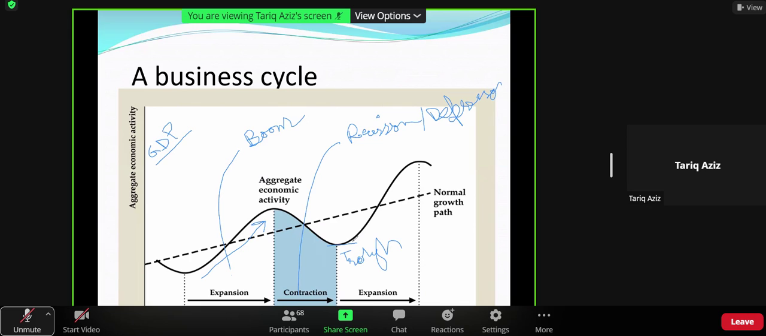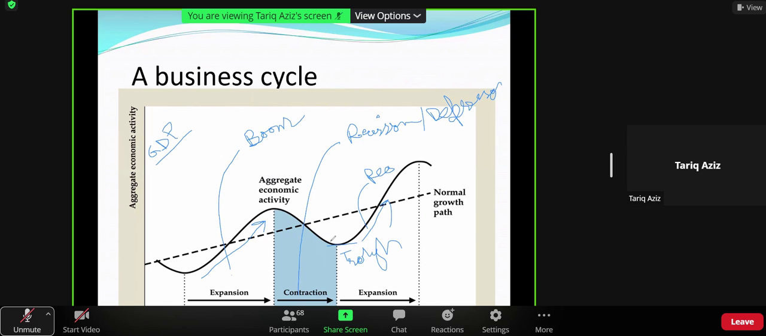When trough is reached, aggregate economic activities again start increasing, and this phase is known as recovery. Recovery means economic indicators have started improving. A normal economic growth should look like a straight line, but this does not happen in reality. Economies pass through business cycles where aggregate economic activities experience expansion, and after expansion, they reach the peak or boom, and after that, they start decreasing.